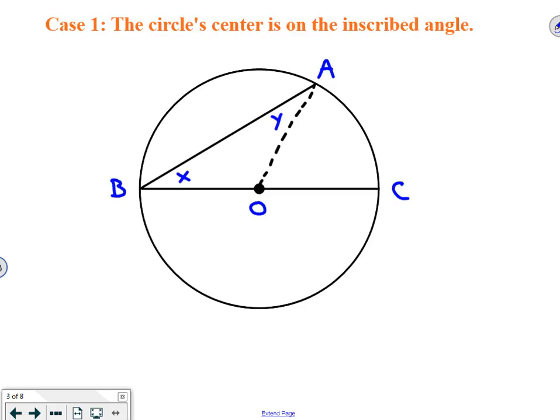We're going to call this angle a measure of y, and the central angle AOC a measure of z. Keep in mind that those lowercase letters represent the measures of the angles. They're not the actual angles. Right? So we can't call it angle x. It's angle ABC.